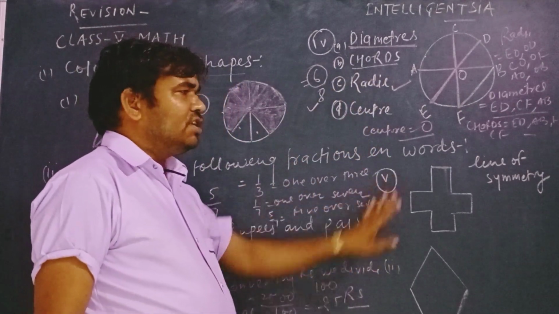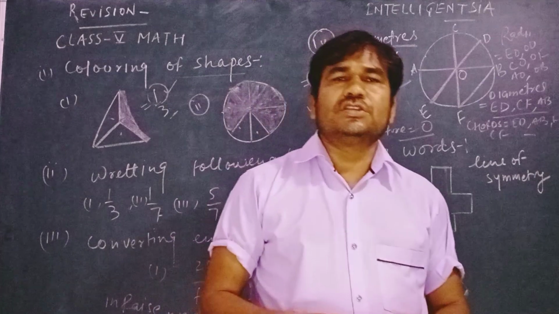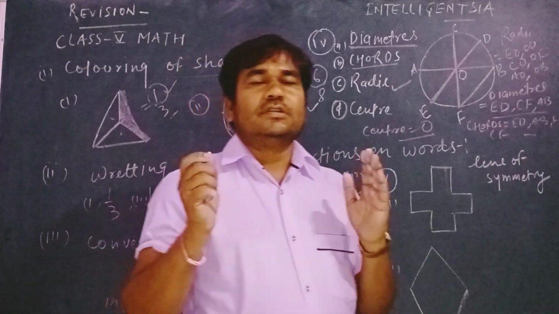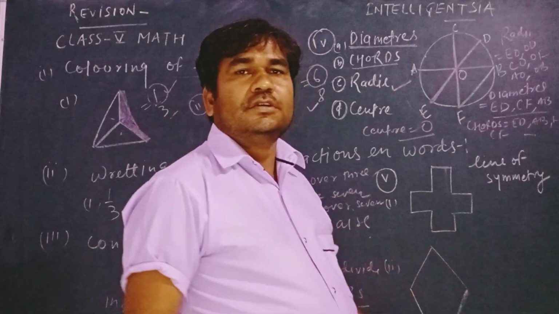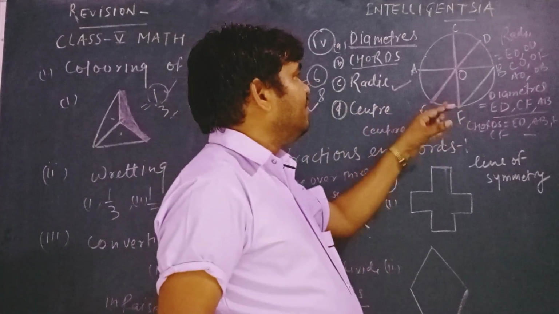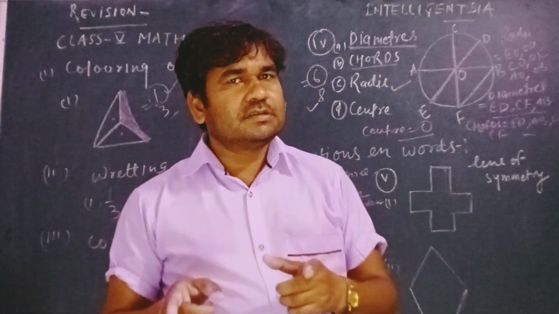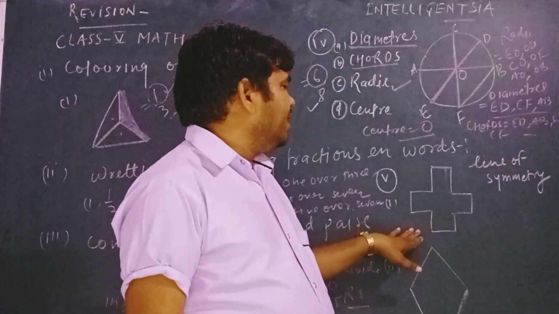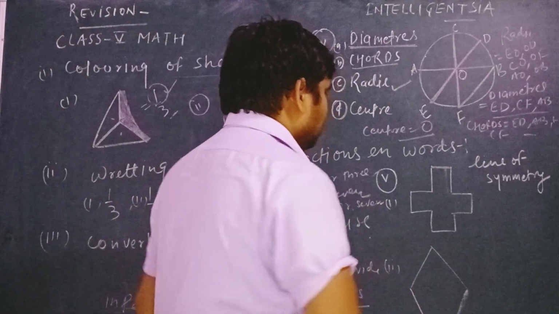Now in question 5 we talk about line of symmetry. Students, you know about line of symmetry. A line of symmetry is a line segment which divides any shape into equal parts. Here we see the difference between diameter and line of symmetry. The diameter passes through the center and divides a circle into two parts, while a line of symmetry can divide any shape into two parts.